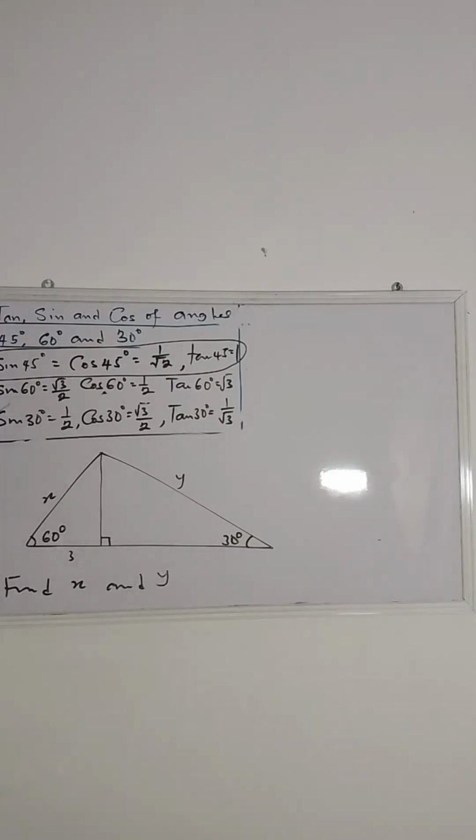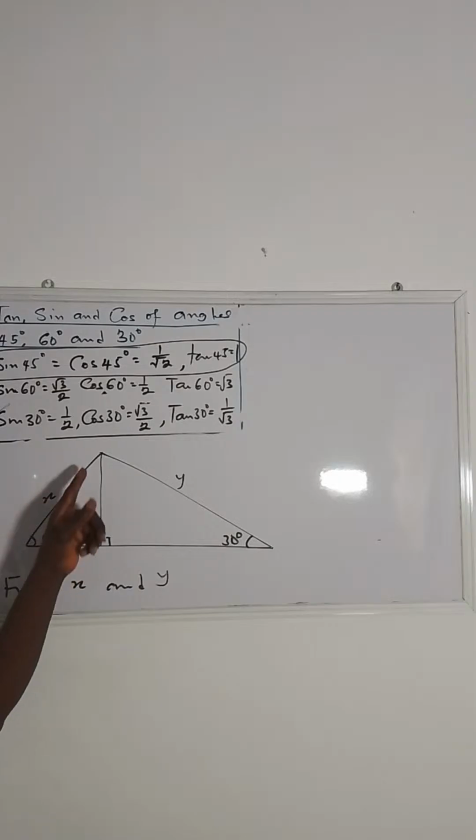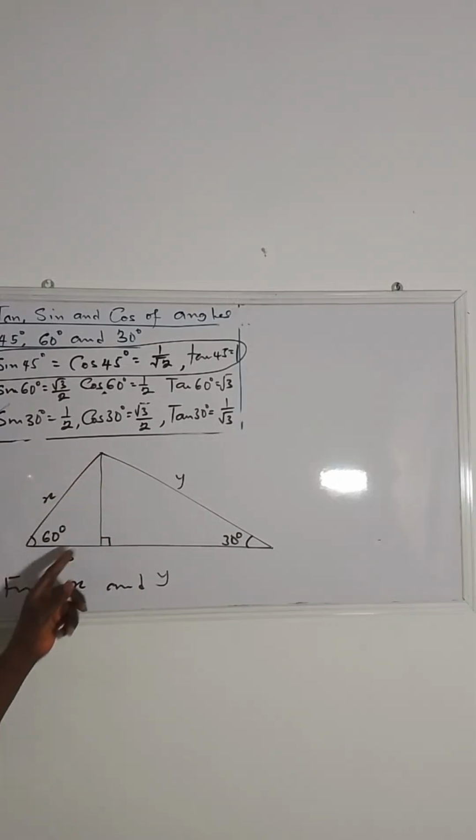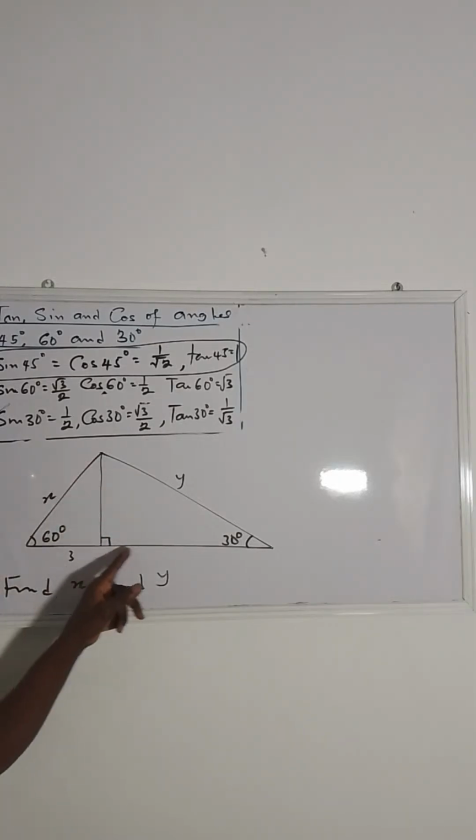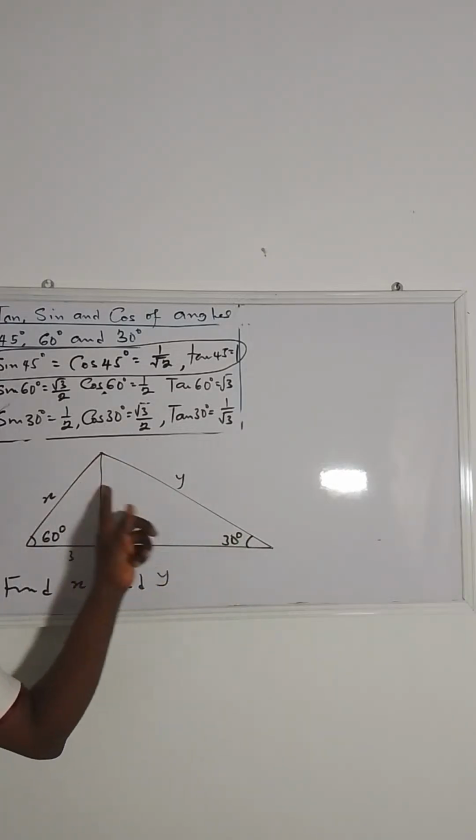Okay, now let's look at what we have in this diagram. You have to find x and y in the diagram. Now to do this, I have to first locate the right angle triangles that we have here. So I have one here. This is a right angle triangle, and I have another one. This is another right angle triangle.